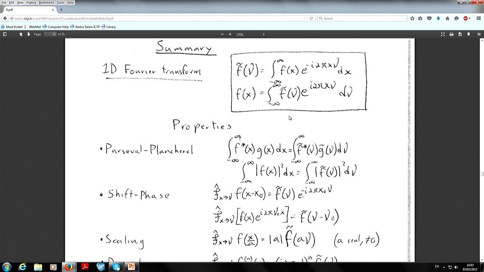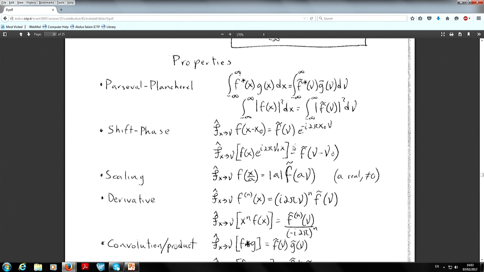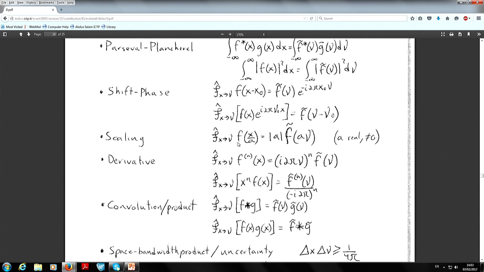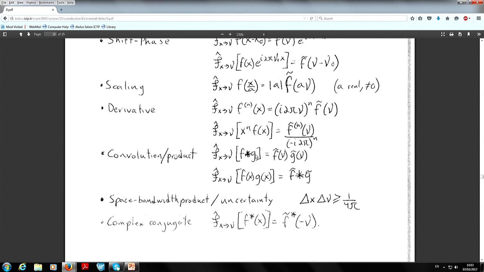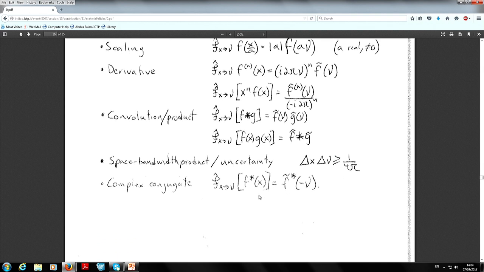So to summarize, there is a list of the properties. Parseval: this integral is the same as this integral. In fact, you can do it with two different functions, F star G is the same as F tilde star G tilde. They don't have to be the same function. Then the shift-phase property: if I shift a function, I cause a phase in the Fourier transform, or if I put a linear phase in the function, I cause a shift in the Fourier transform. Scaling: if I make my function narrower or wider, I make the Fourier transform the opposite. Derivatives turn into multiplication by the variable to the nth power times a constant, and the other way around. Convolution goes into a product, or a product goes into convolution. Then we have this uncertainty relation. And finally, this property of the complex conjugate.